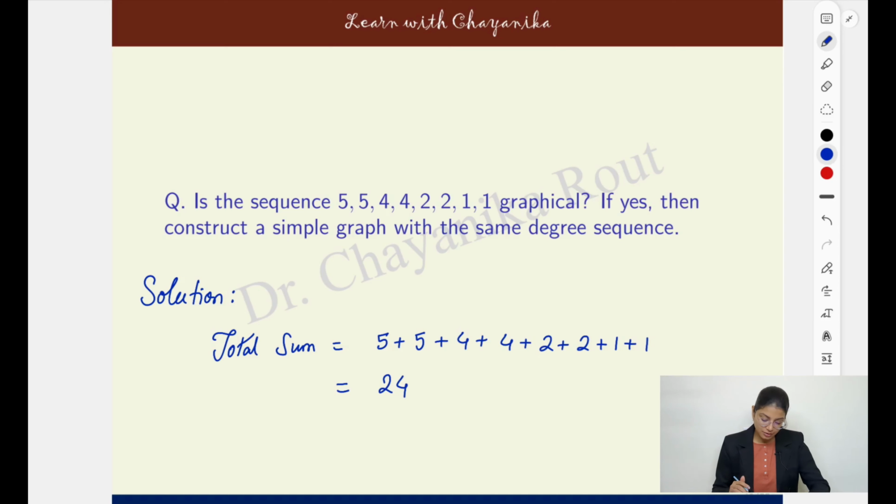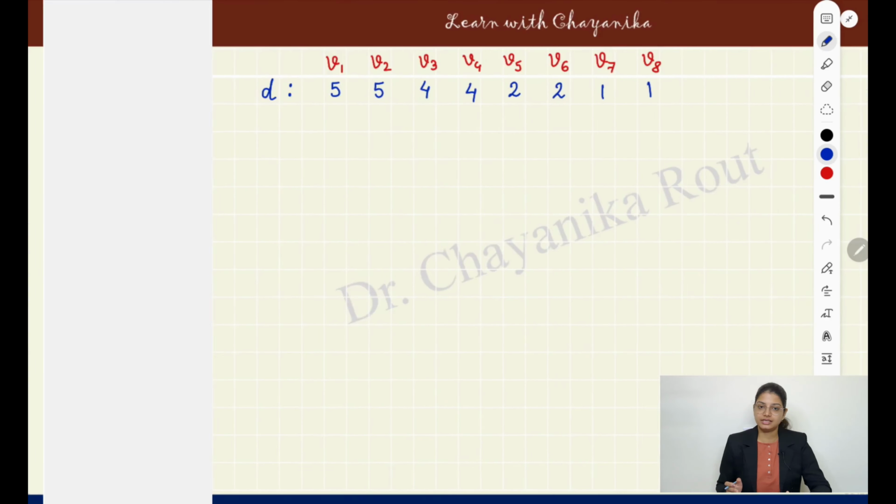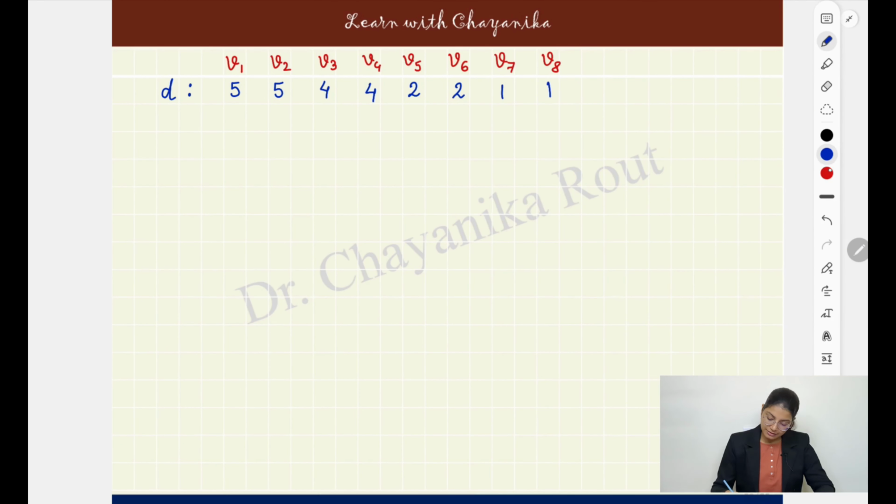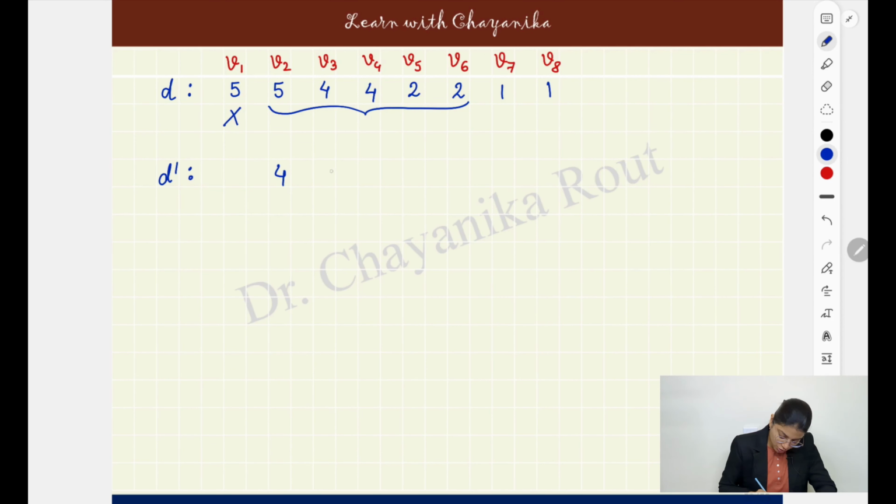Let's see another sequence. So here the sum total is 24, which is even. So the sequence D here is degree sequence. Let's see if it is graphic sequence. So it is already arranged in non-increasing fashion. We proceed to find D dash. So we delete 5. Next 5 will be reduced by 1 each. So we have 4, 3, 3, 1, 1. And the remaining 2 ones remain as it is.